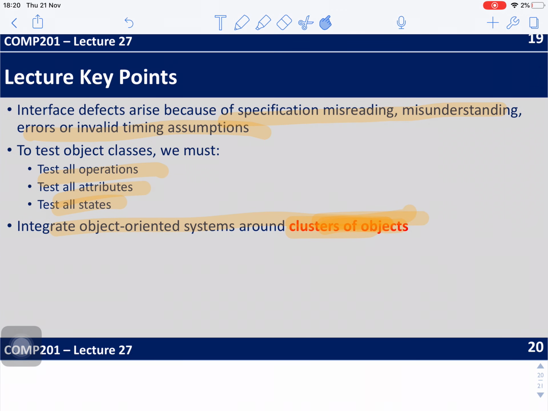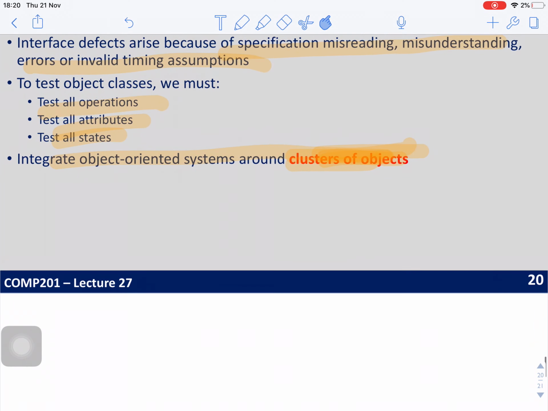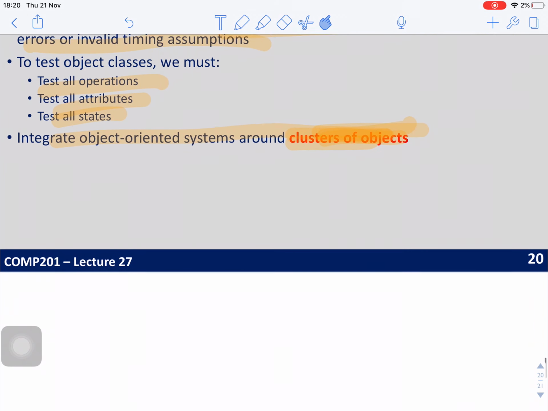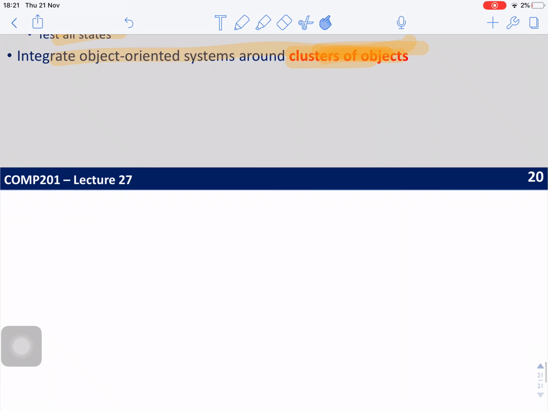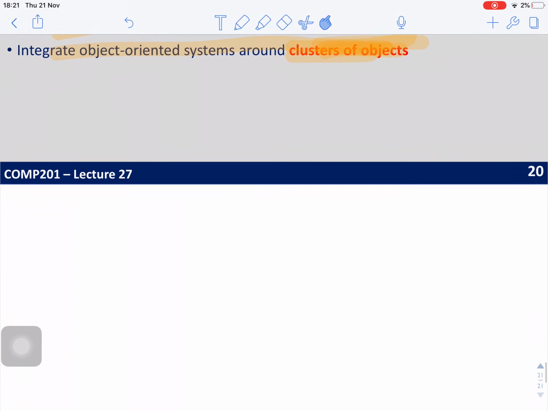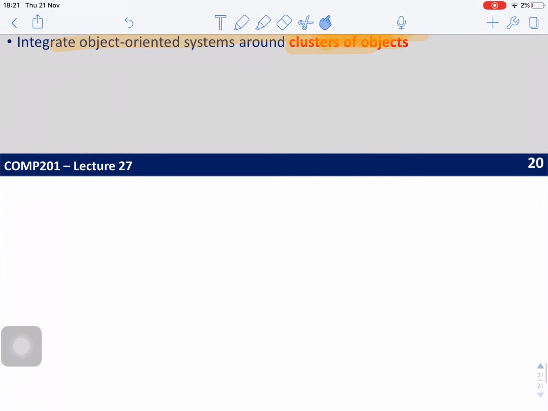testing plan. Okay, so in this lecture we learned that interface defects arise because of specification misleading and misunderstanding errors or invalid timing constraints. To test the object classes, we must test all operations, test all attributes, test all states, and integrate the classes into a cluster.